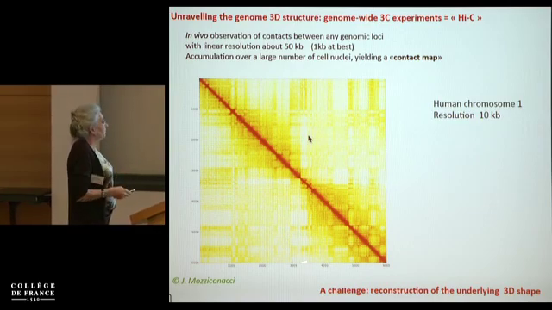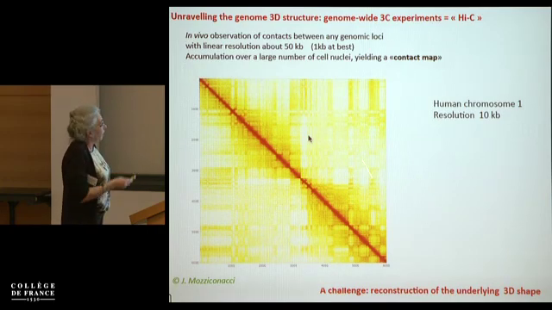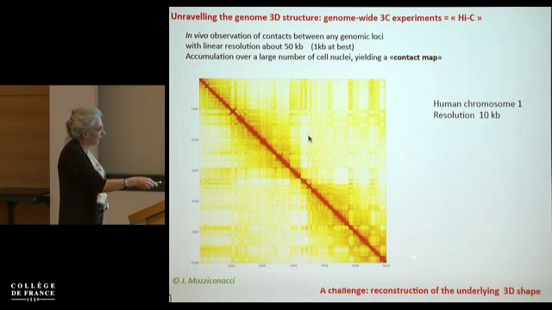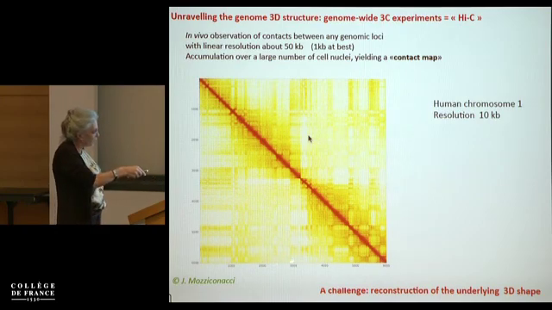The result of such experiments is what is called a contact map, like a matrix, or contact matrix. Actually, it is a matrix where you have on each axis the genome location, the linear location along the genome. So here it is successive. You can imagine that you have here the stretch of DNA with a different position along DNA.